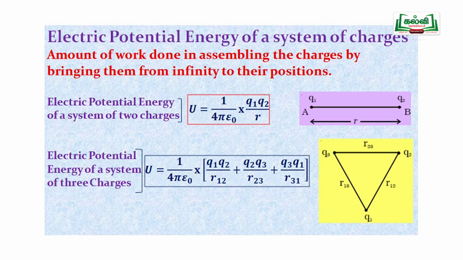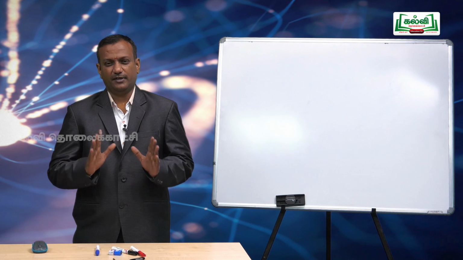Okay, now the first subtopic is electrostatic potential energy of a system of charges. What is meant by the potential energy of a system of charges? Suppose I have two charges or three or four charges, there is always a force of attraction or a force of repulsion. So to bring the charges, overcoming these forces of attraction or repulsion, some amount of work has to be done. That amount of work done in assembling the charges from infinity to that configuration, we call electrostatic potential energy.